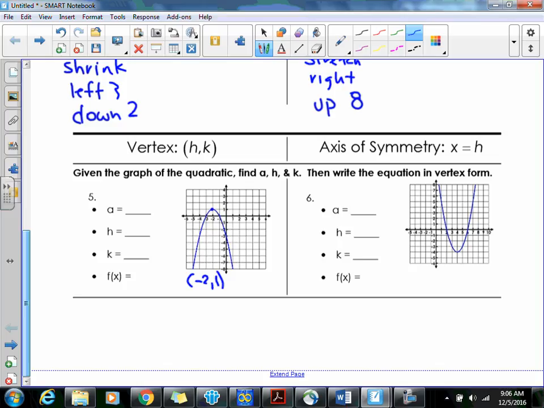So what I'm going to do is I want to end up 1 unit over. So I would have to go up 1 over 1 to get there. So A is 1. Okay, or down 1 over 1.